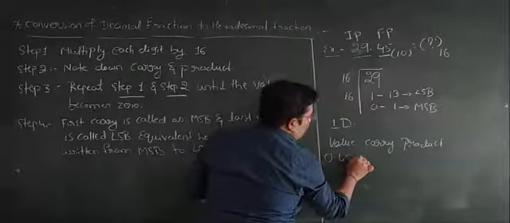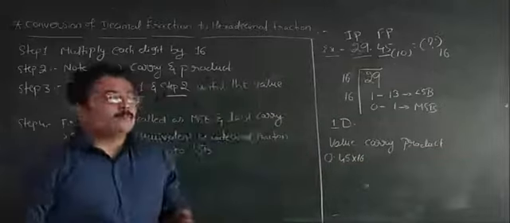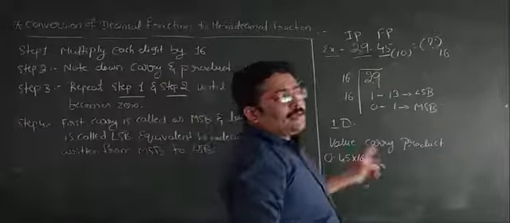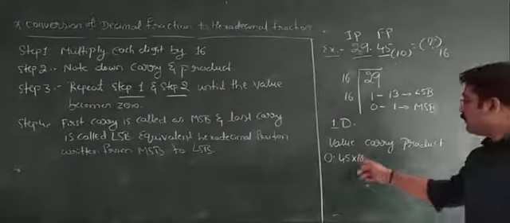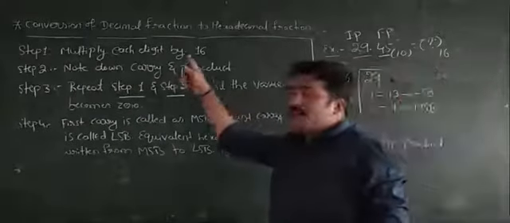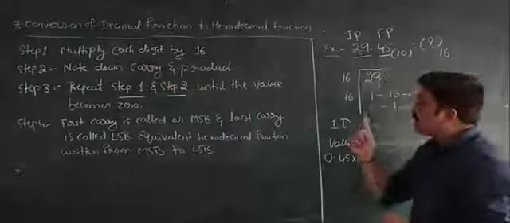0.45. So the first step to convert decimal fraction to hexadecimal fraction is to multiply each digit by 16.